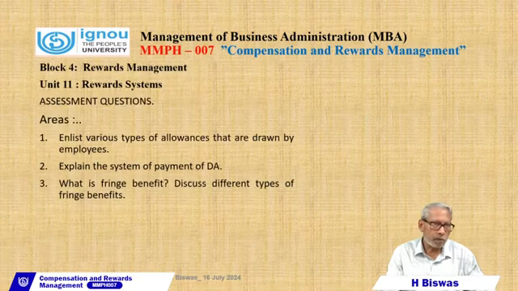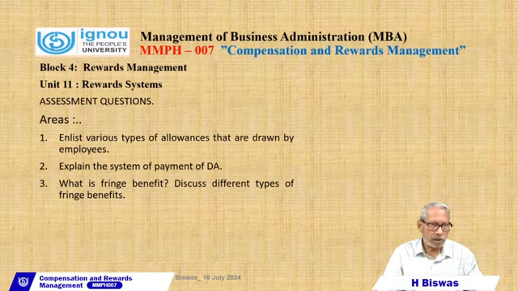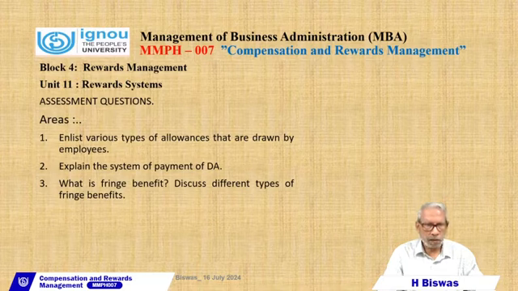Now again, some of the assessment questions are there. The types of allowances, then explain the system of payment of DA. What are fringe benefits? Discuss the different types of fringe benefits. You have to do this as part of your English number 11.